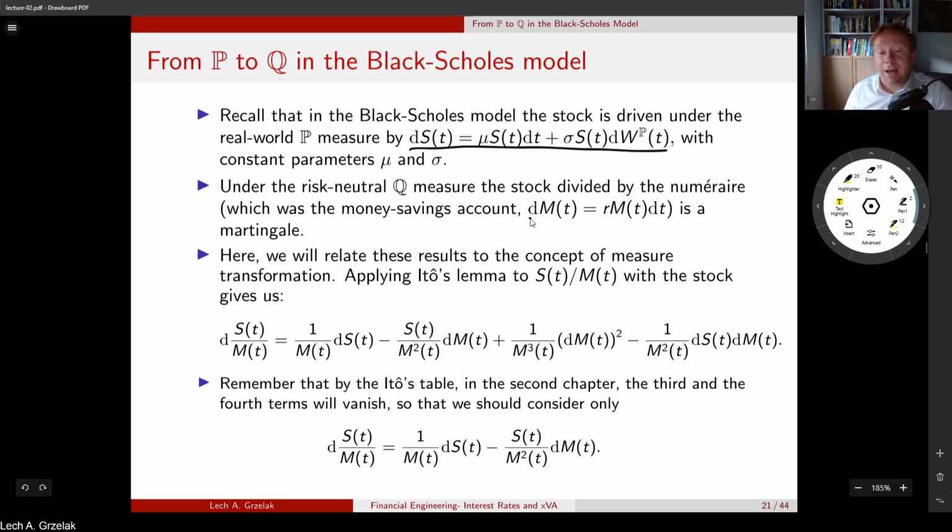So the dynamics, actually it's not really dynamics because we don't have a Brownian motion element, but in terms of dM, when we talk about dynamics, the money savings account is defined in the following way. We can see that the solution is M(t) equal to M(t0) times e to the power r t. So this is the solution for this ordinary differential equation.